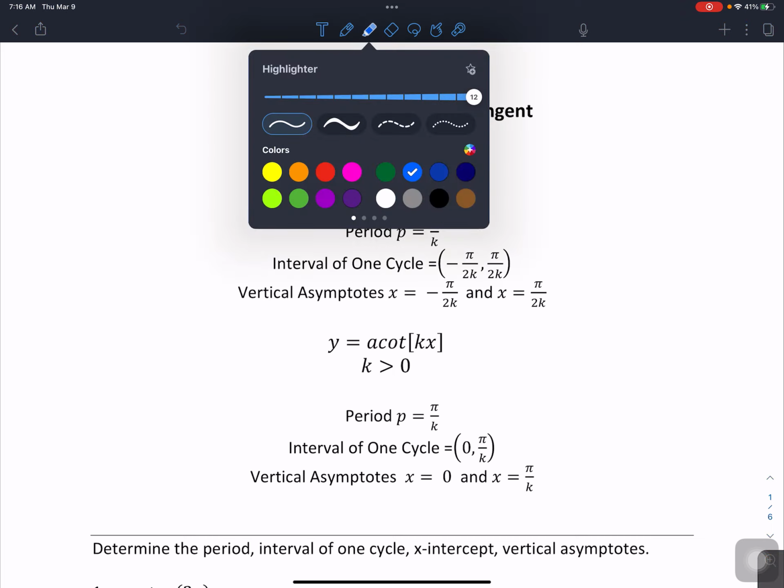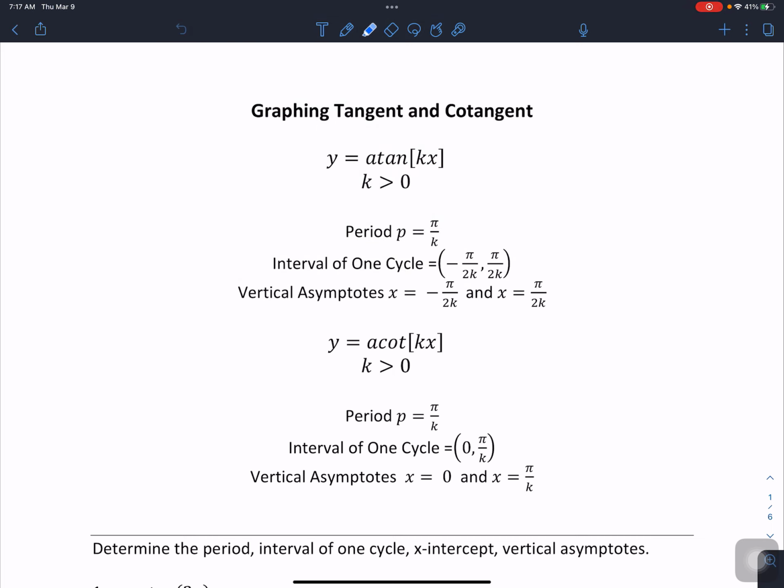Now remember, what's phase shift? Phase shift is really what again? Horizontal, left or right. It's the movement of the curve. Okay, left and right movement. It's horizontal shifting.